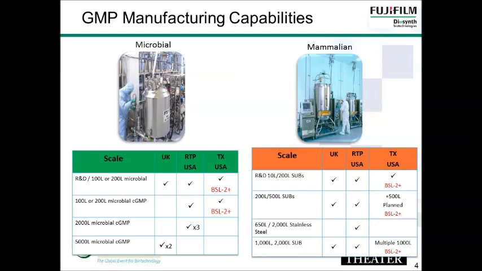On the right side, you can see the mammalian cell culture capability. Similar to fermentation, in R&D or PD, we have 10-liter and 200-liter single-use bioreactors. In the GMP area, we have 200-liter, 500, all the way to 1,000 and 2,000-liter single-use bioreactors at 3 different sites. To give us more flexibility, depending on the client's needs, we also have 1 production train in stainless steel reactors, including 1 650-liter stainless steel reactor and 2,000-liter stainless steel reactors.